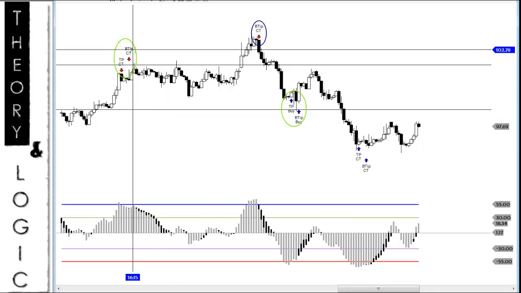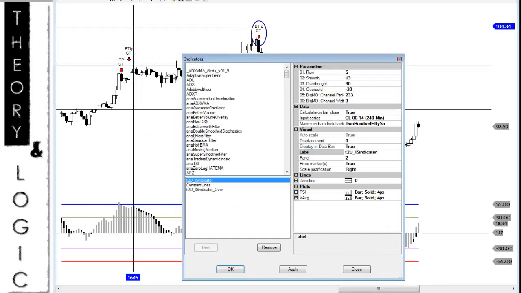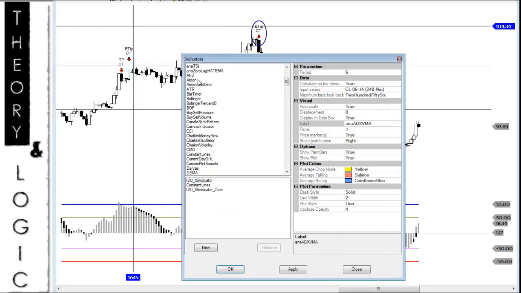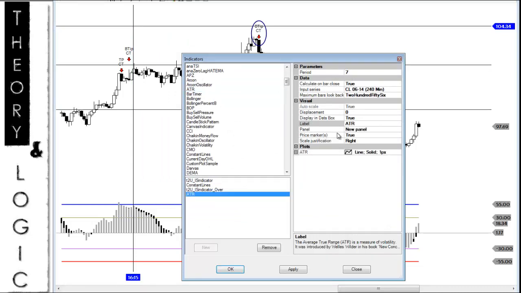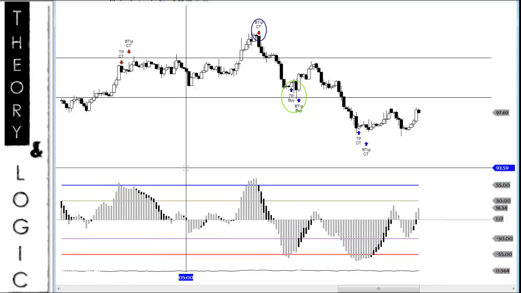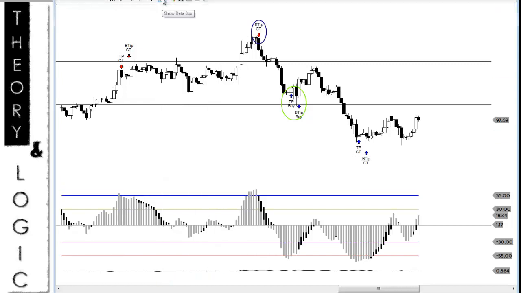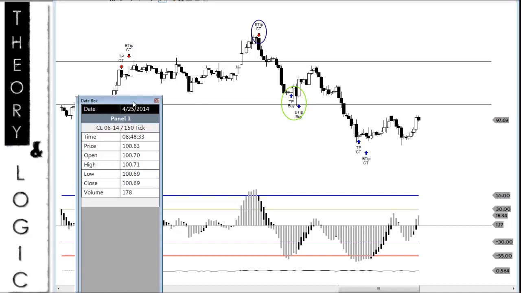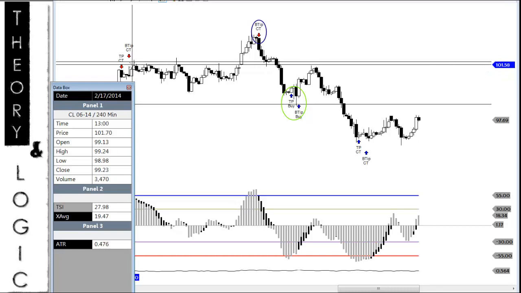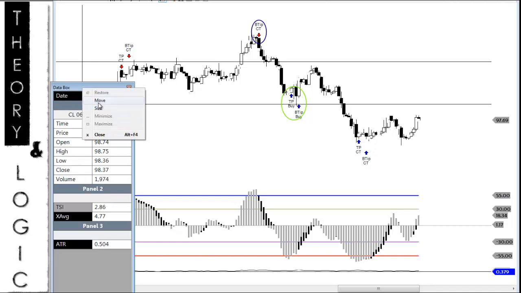So how do we do that? Volatility, simple. It's a base indicator in every trading package. Come in here, go grab your average true range. I use a 7-period ATR. We'll put that on. It's at the bottom of the chart. Read the value of the ATR. So I want to know the value of the ATR at the time the signal occurred. I come right here and say show data box. The black tip occurred right there.